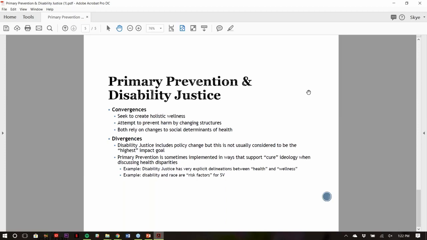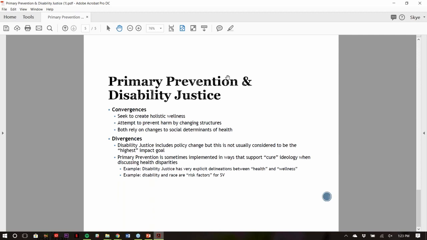And so it's important that if we're talking about primary prevention and disability justice, there is a lot of deliberate effort to make sure that we aren't saying that disabilities should all be eradicated, because it's very similar to saying that people with disabilities should not exist, right? Disability justice has very explicit delineations between health and wellness.